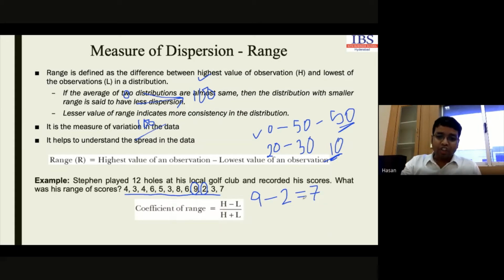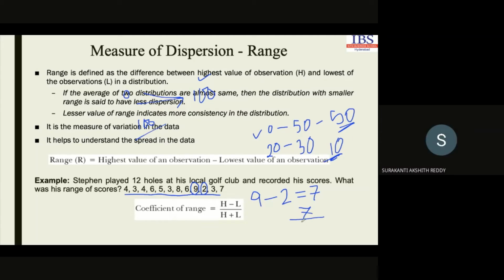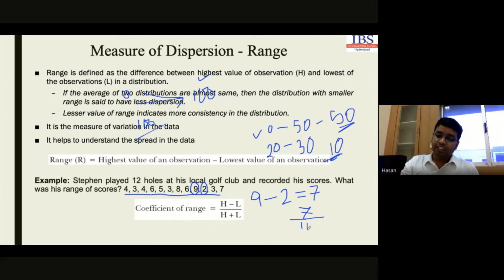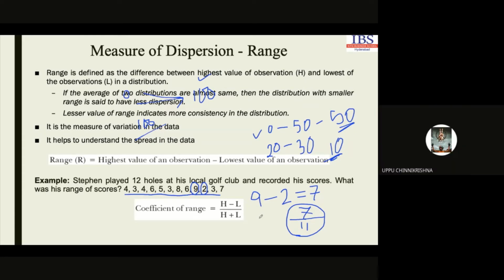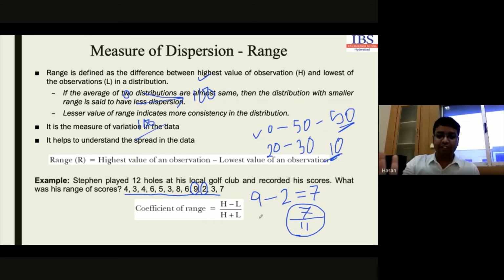Another part is the coefficient of range. What is the coefficient of range? The coefficient of range is the range divided by the highest value plus the lowest value. In this case, we have 7 divided by 9 plus 2, which is 11. So 7 by 11 will be the coefficient of range. Remember one thing: wherever you hear the term coefficient, it should be either 1 or less than 1, not more than 1. A coefficient never becomes more than 1. So this is our range, at a very basic level.